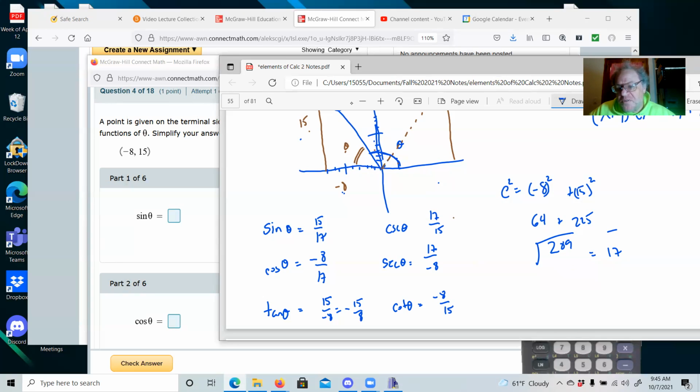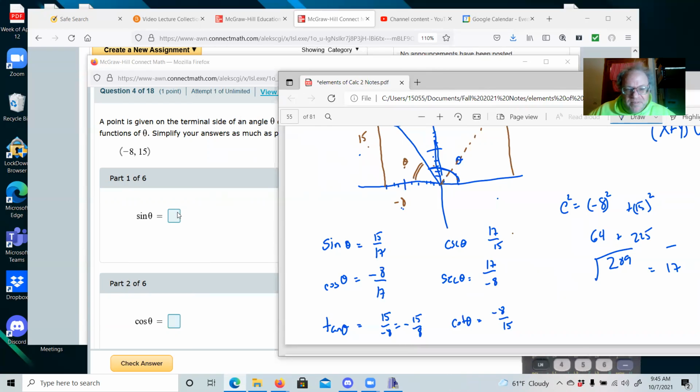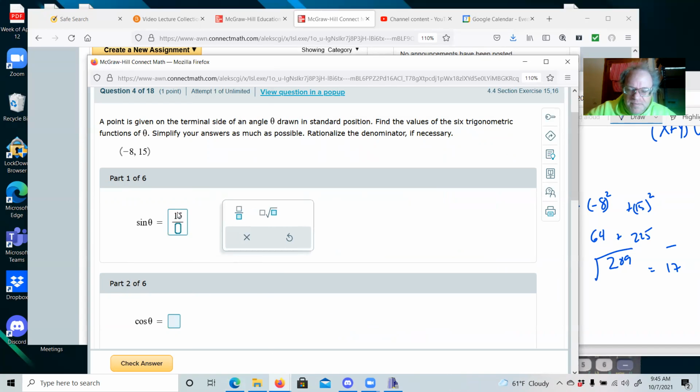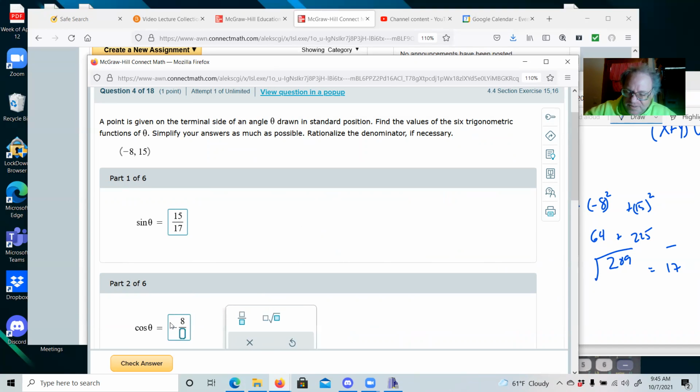Notice which two trig ratios are positive and which ones are negative. We're in quadrant 2. Does it make sense that the sine and cosecant are both the positive ones, everybody else is negative? Okay, so we go through and type that in. What do we got? We have 15 17ths here. We have negative 8 17ths.